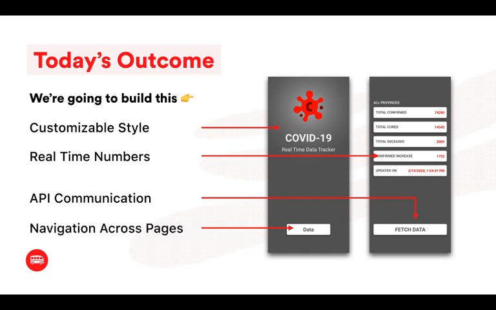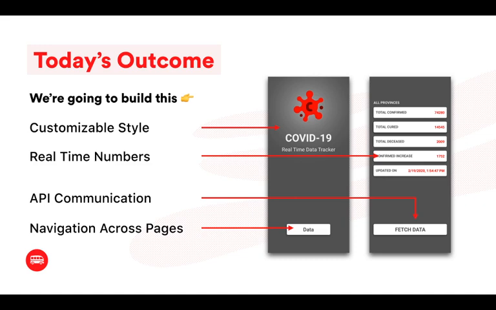So we are going to build something very similar to this. We're going to have a customizable style for you. Your background can change, the content on the title can change, the logo can change. So if you're looking at this and you're like, ooh, I don't really like that style very well, don't worry, you can customize that later. These are going to be real-time numbers that you're seeing on the right. So we talked about building a COVID, coronavirus, the most recent numbers that are coming out.